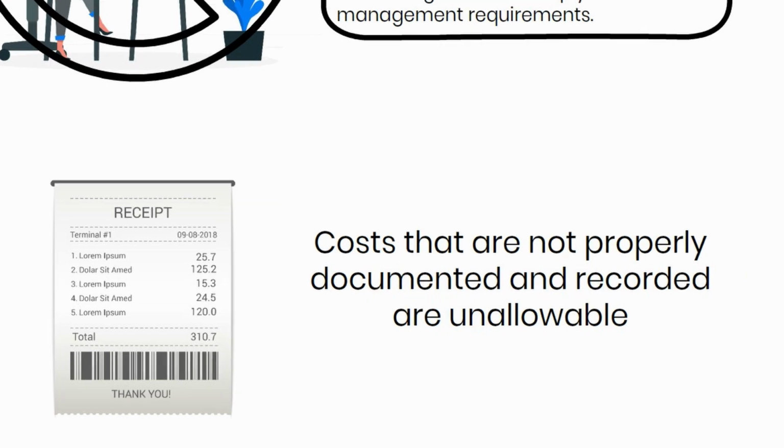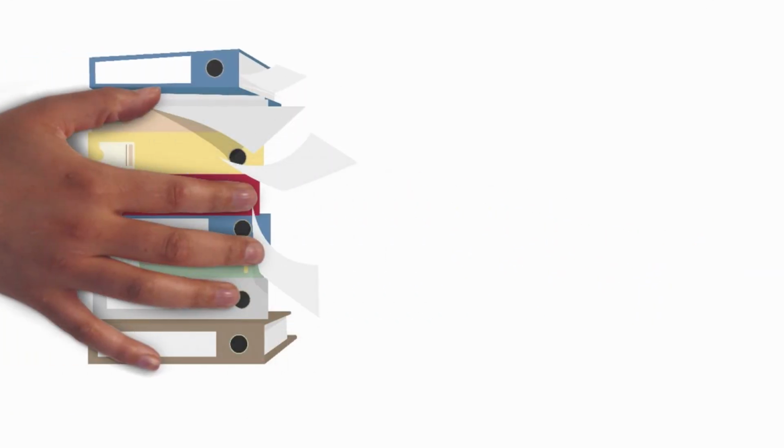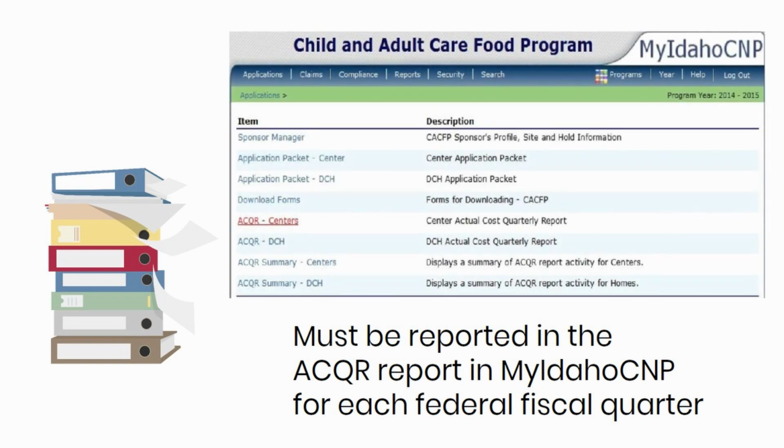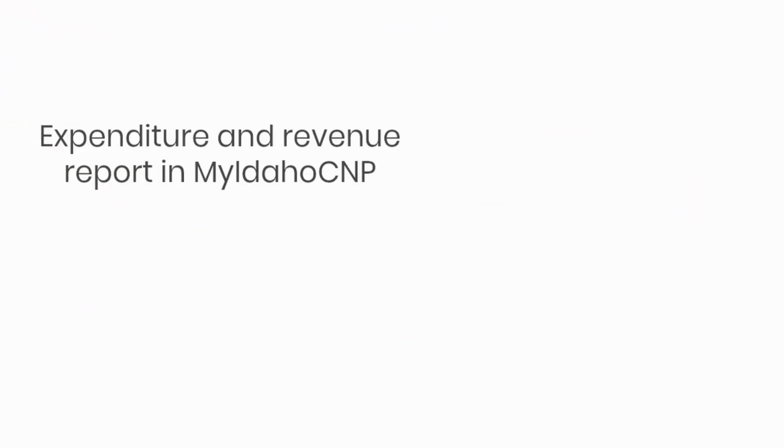During the program year, institutions must maintain records of the actual expenses and revenue for operating the program. This data must be reported in the ACQR report in My Idaho CNP for each federal fiscal quarter. Here is the expenditure and revenue report in My Idaho CNP.